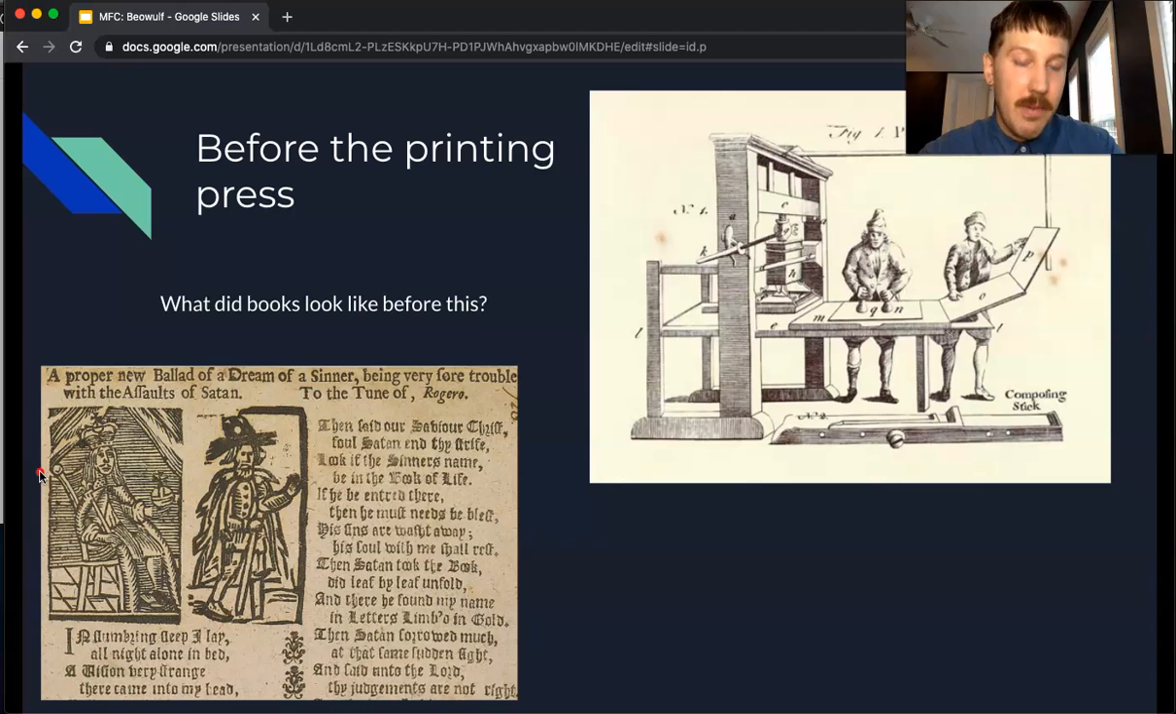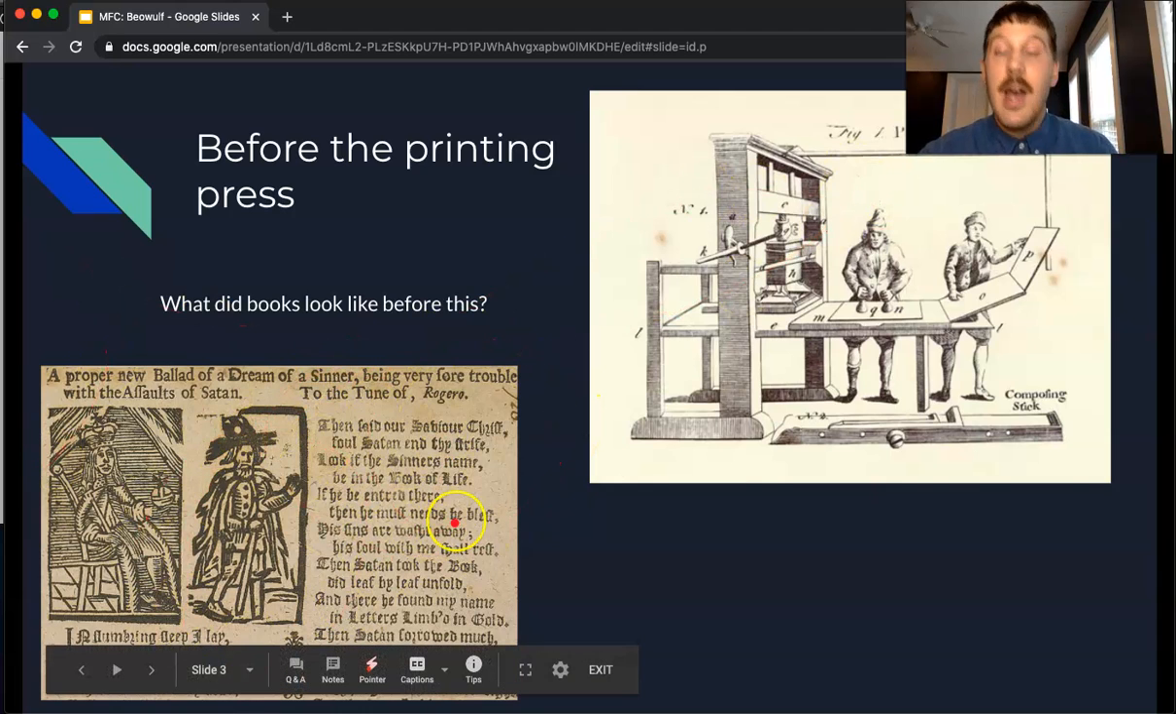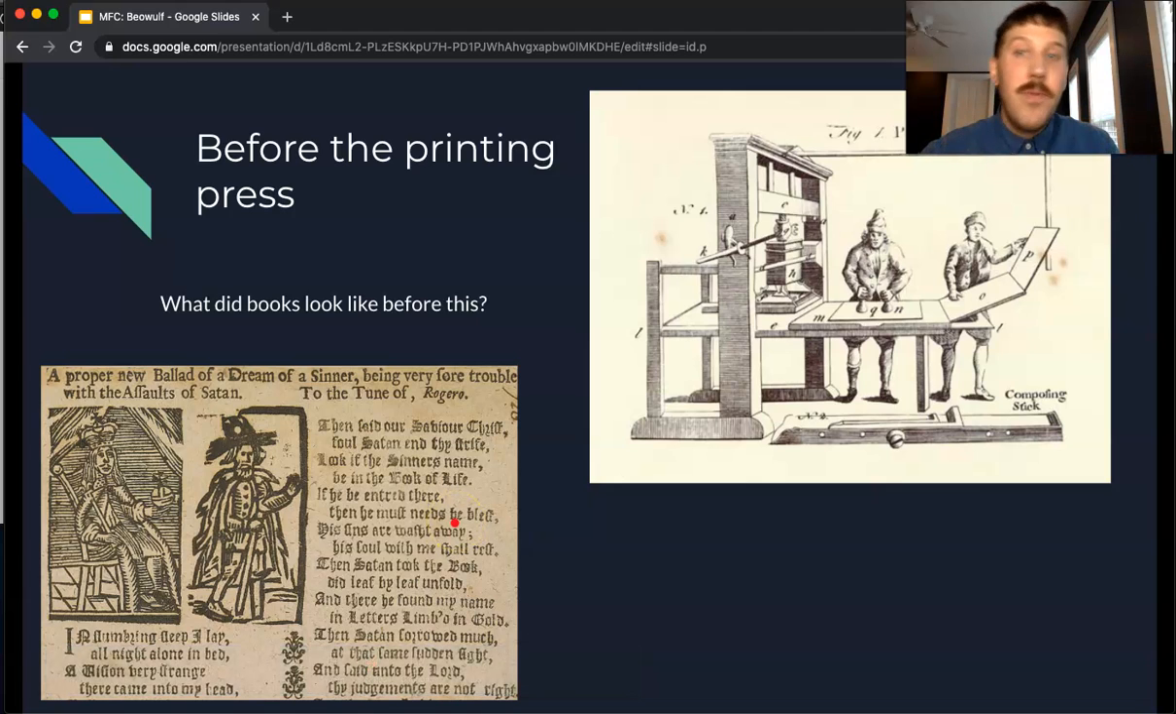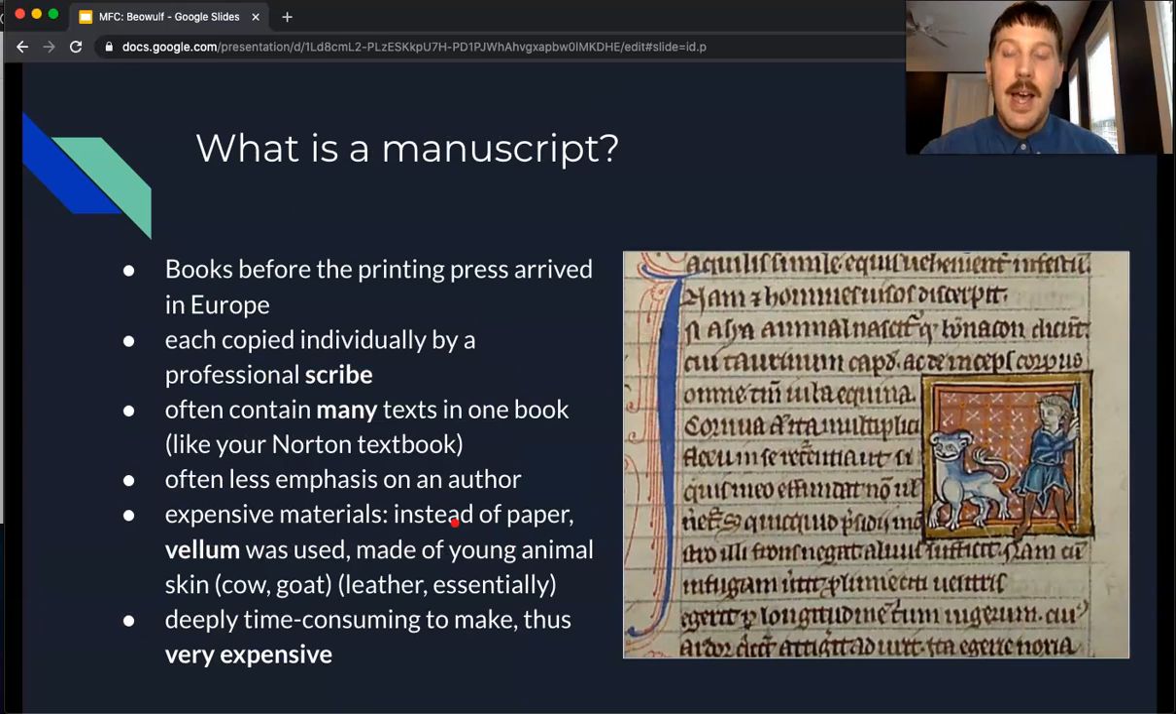Here's an image of the printing press right here. And here's an image of what a printed book looks like. But again, Beowulf is before this. So what happens before the printing press?